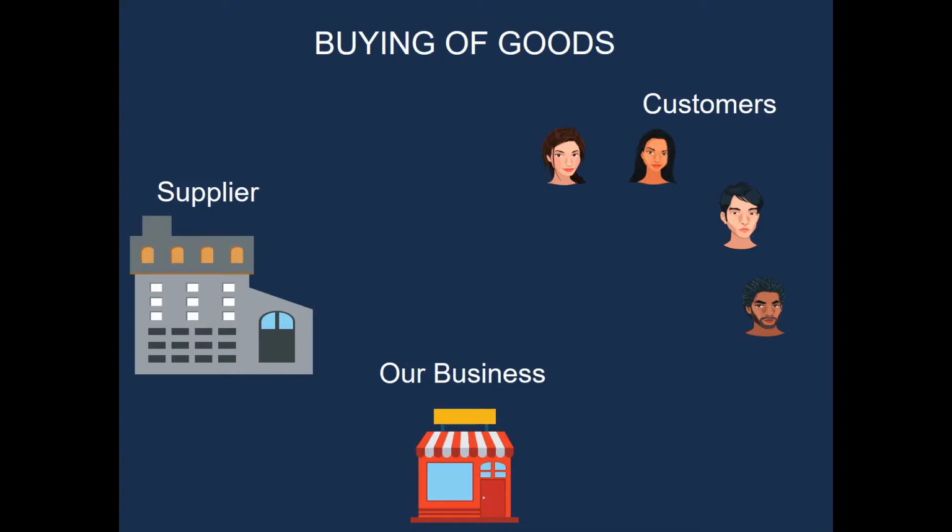Let's have a look at buying of goods. We have three stakeholders: our suppliers, our business, which is us, and our customers. Our business buys goods from our supplier, and then we sell those goods to our customers. But we don't only buy goods with cash, we can also buy goods using our debit or credit card, with an EFT, or on credit.